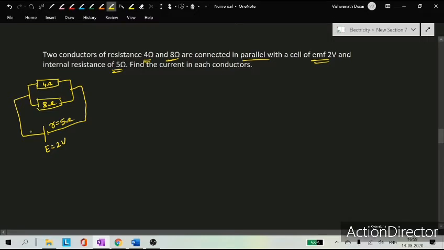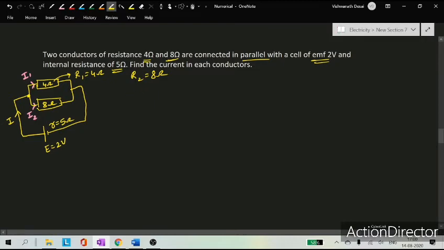So I told you, when you connect a battery to such a circuit, the current I flows, and when it reaches a junction, it divides into two branches. So it goes here and it goes here. This current I can call I1 and this current I can call I2. And this resistor you can name R1, which is equal to 4 ohm. And this is R2, which is equal to 8 ohm.